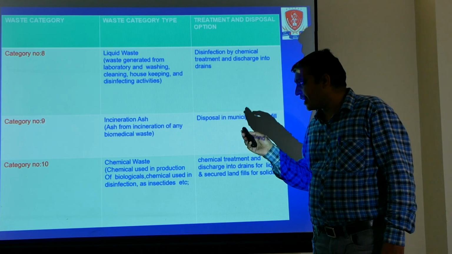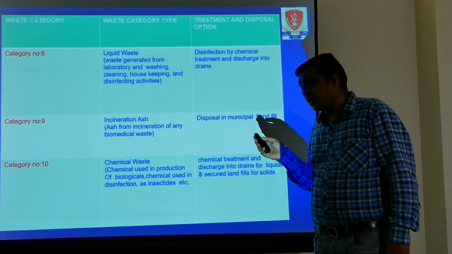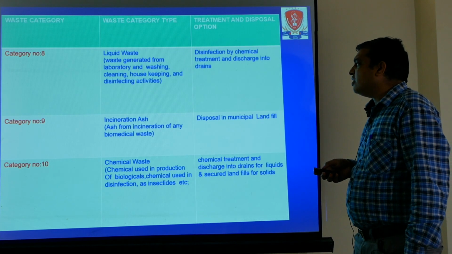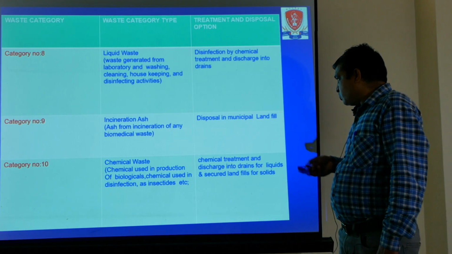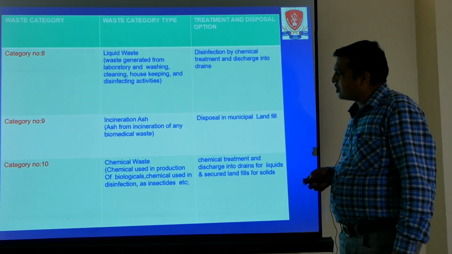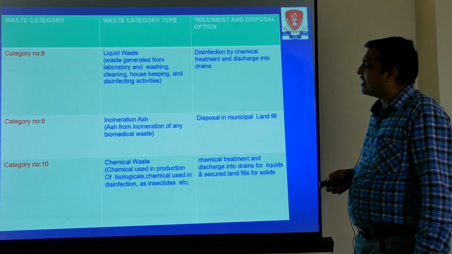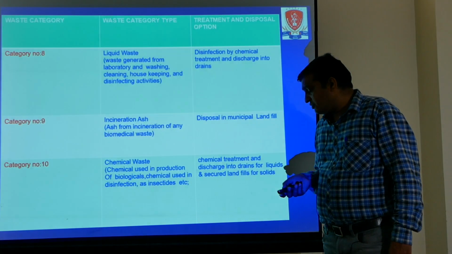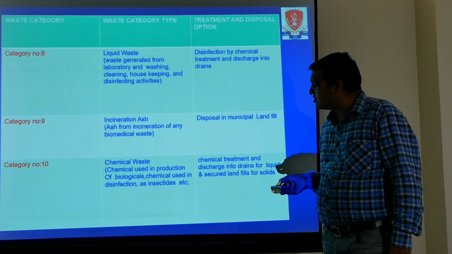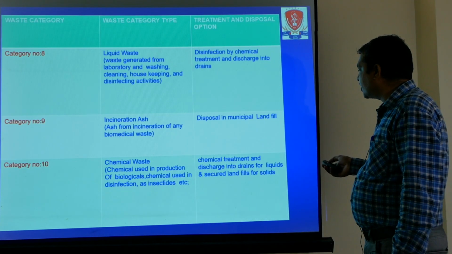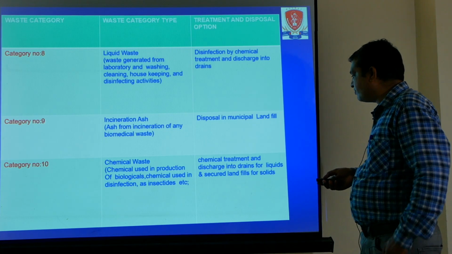Category number 9, incineration ash: ash from incineration of any biomedical waste. Disposal is in municipal landfills. Category number 10, chemical waste: chemicals used in the production of biologicals, and chemicals used in disinfection, such as insecticides, etc. Treatment is chemical treatment and discharge into the drain for liquids, and secured landfill for solids.